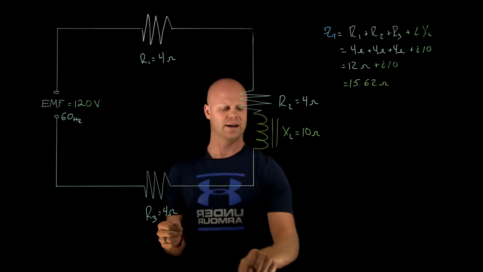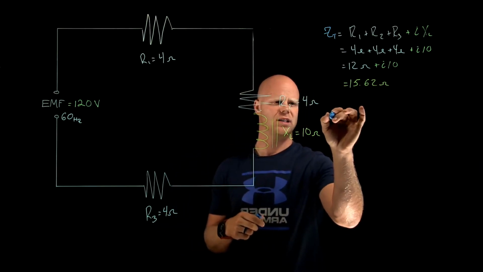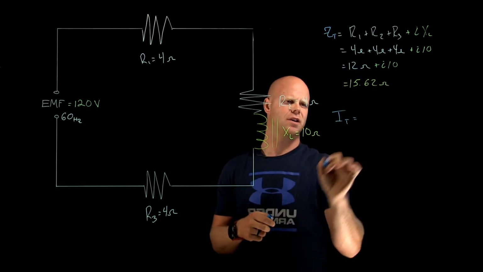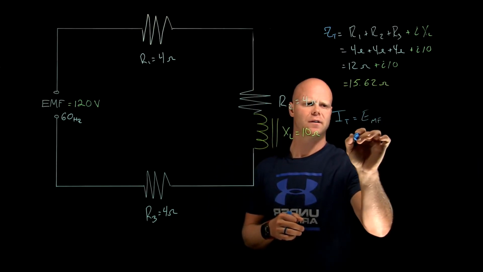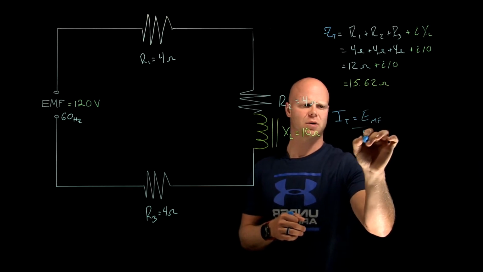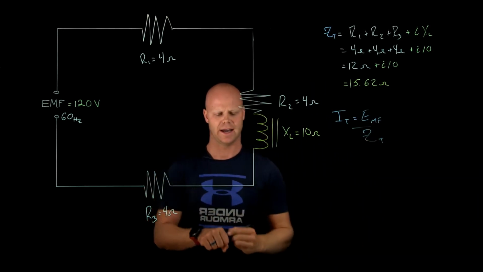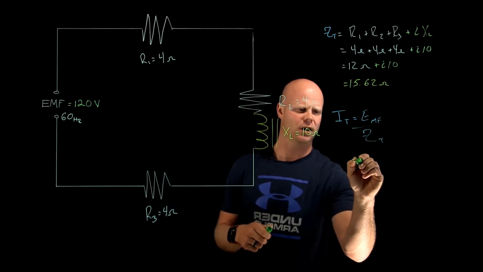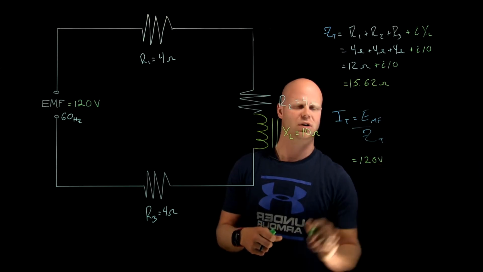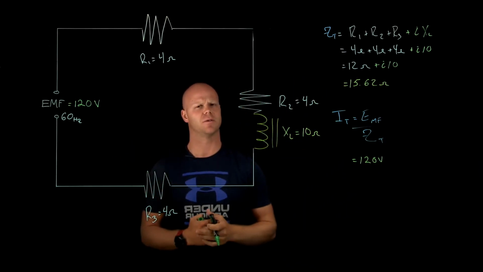So we know that Ohm's law says that my total circuit current is going to be derived from my total EMF divided by my total impedance of my circuit. So I have an EMF of 120 volts. I should have elaborated. We're going to leave this in rectangular form.